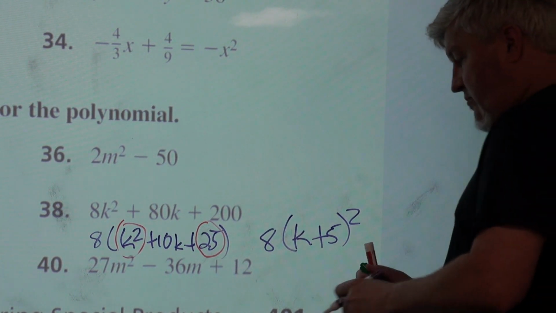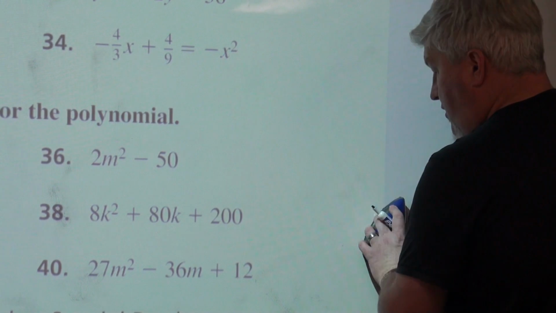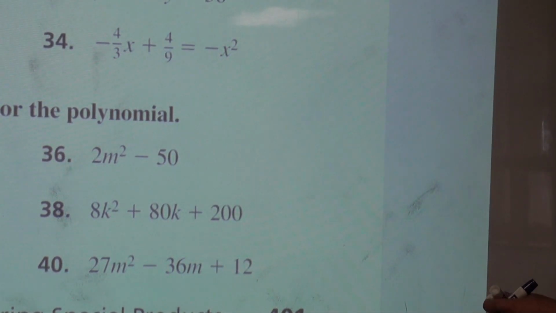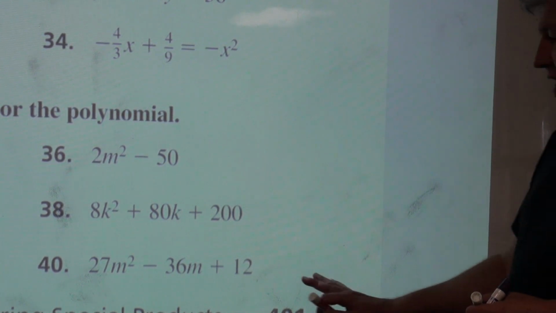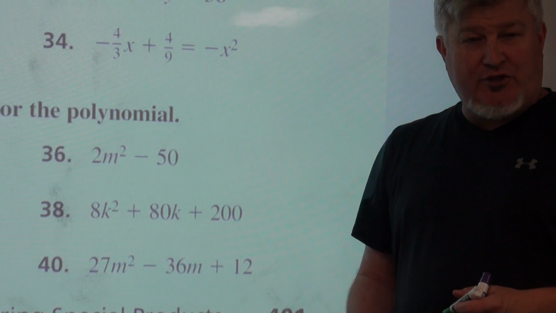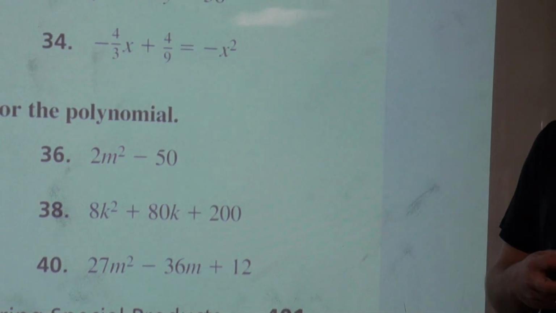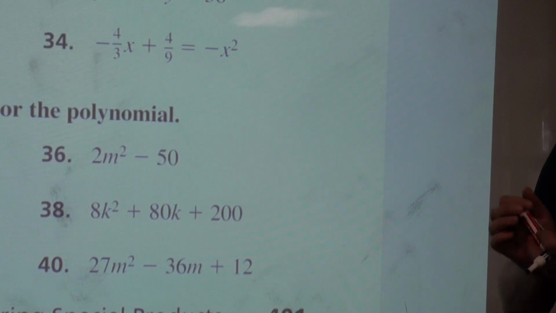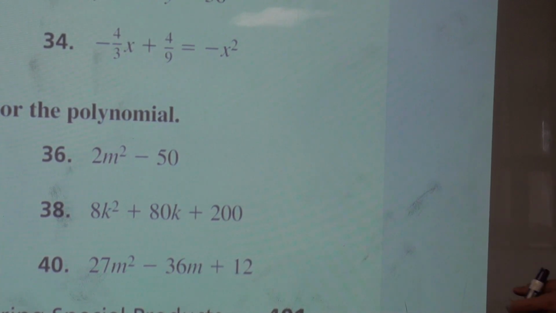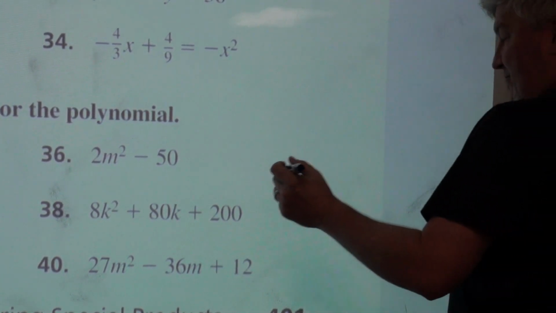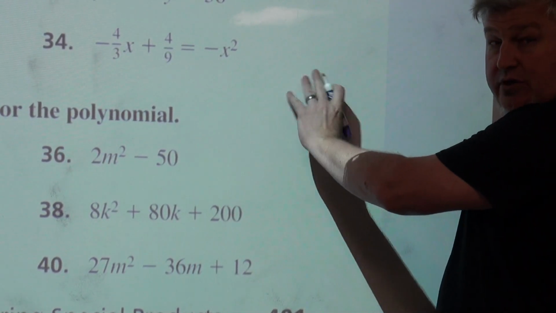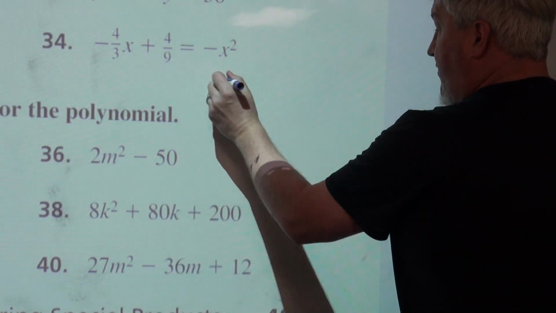And the very last one, I have 27m squared minus 36m plus 12. Greatest common factor. Megan, what's the greatest common factor there? Be careful. Is it 3? It is 3. Megan, good job. It is 3. So we factor out a 3. I'm going to write it up here a little higher. Is this in view here? Yeah. So factor out a 3.